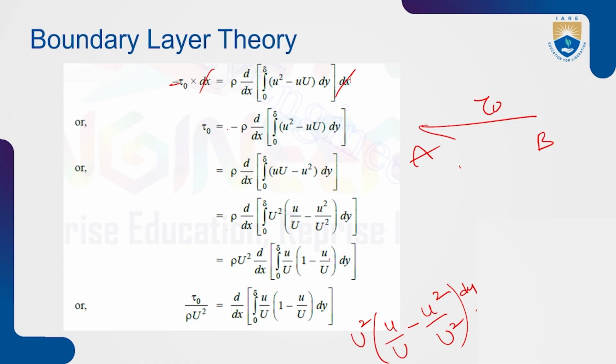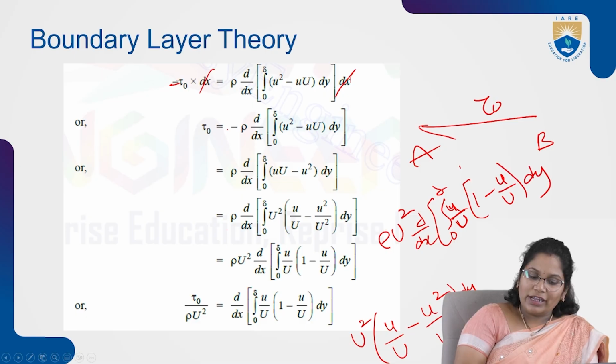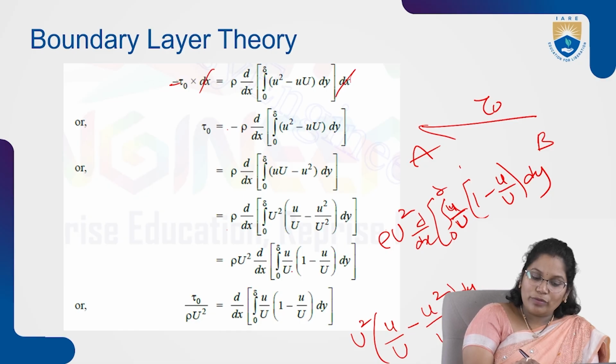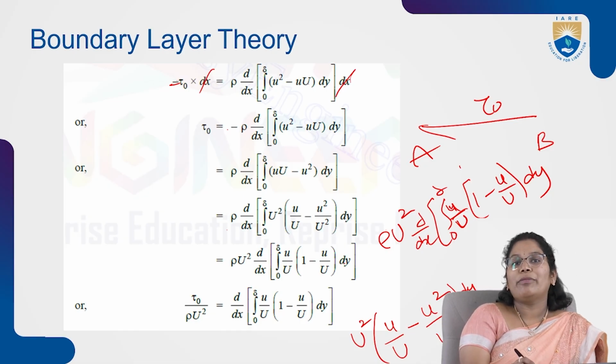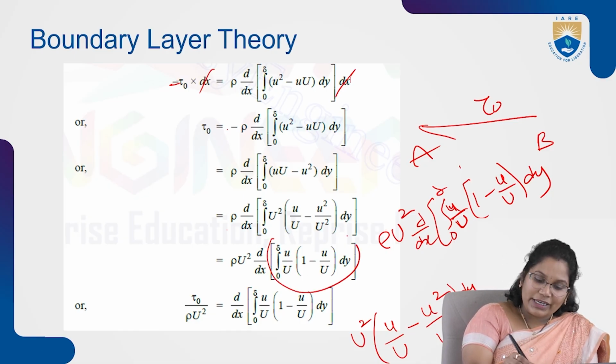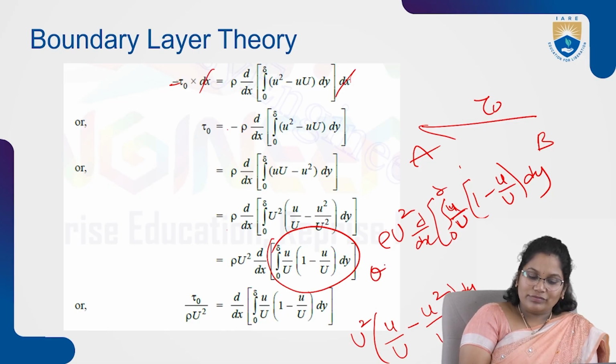So u by u, again I am taking u by u outside complete common. So u capital U square d by dx into integration of small u by capital U, 1 minus small u by capital U into dy. Right, I am taking this common. So what is inside is integration of small u by capital U into 1 minus u by capital U into dy. This complete one is momentum thickness, right?